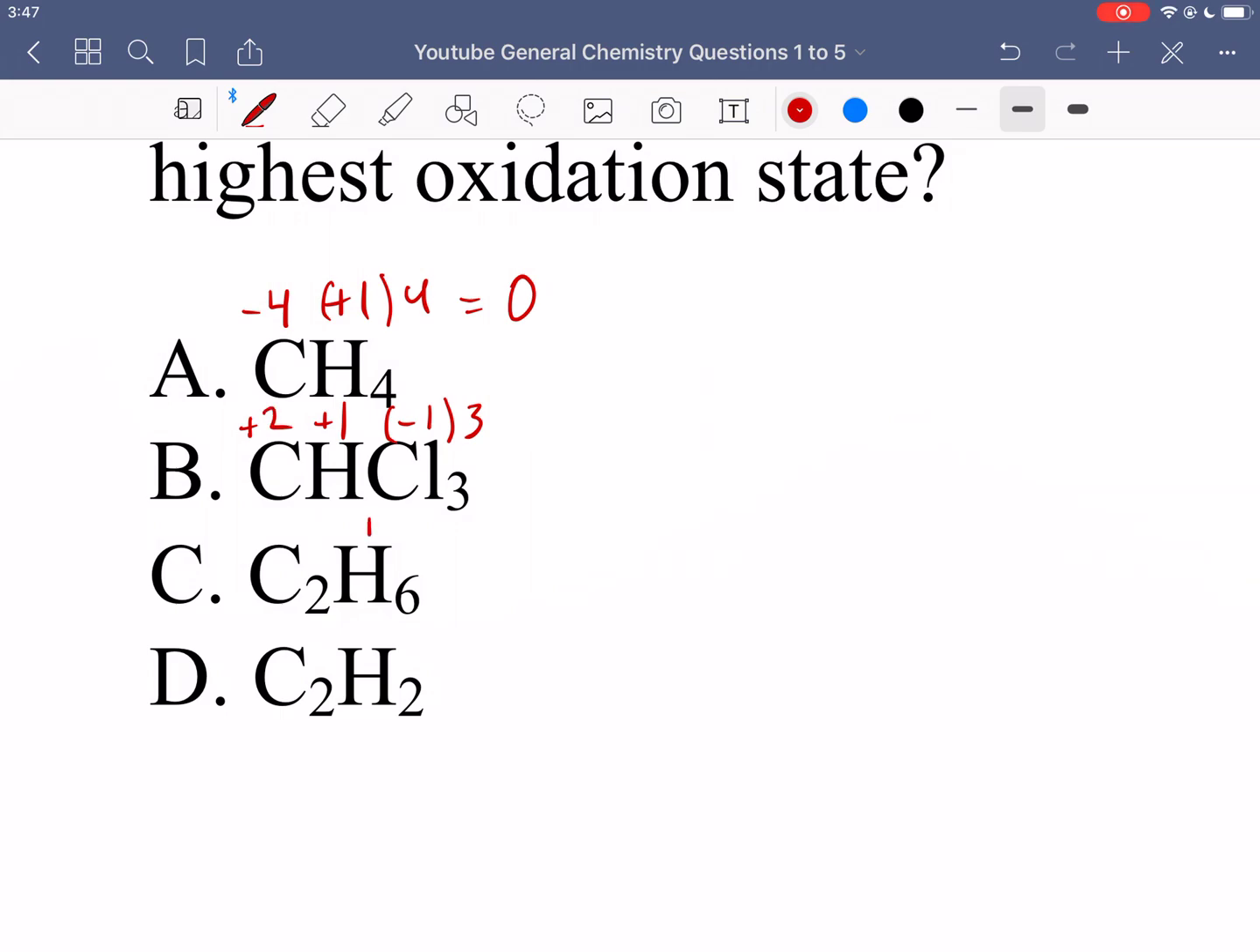In option C, we have +1 times 6. So there's a +6 charge. There are 2 carbons, so they have to have a +3 charge each, because there are 2 of them. And then now, a -3 charge over here. That will cancel out. So -3 on carbon in option C. And then finally, in this last one, we have a +1 charge times 2, so we have +2 on the hydrogens, and therefore we have a -1 charge on the carbons.